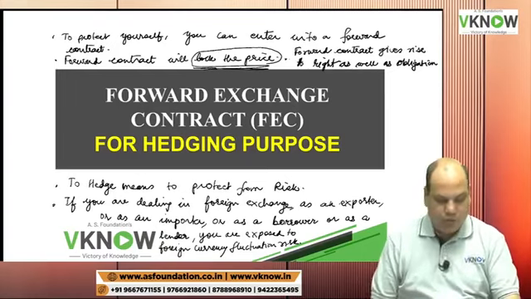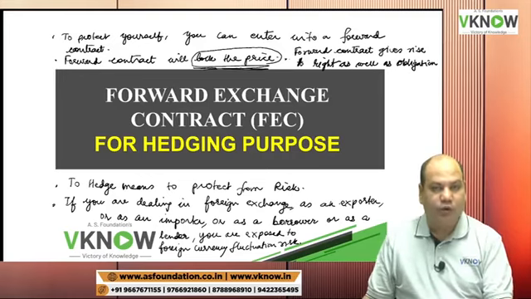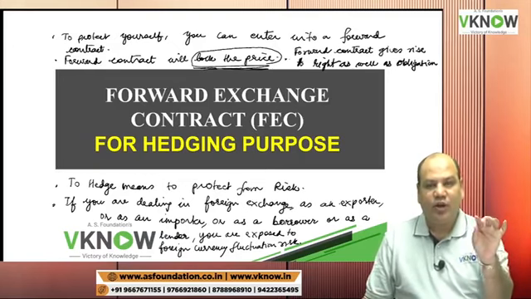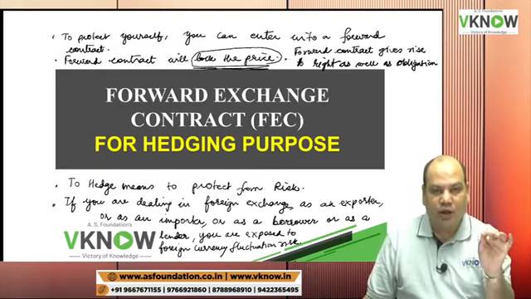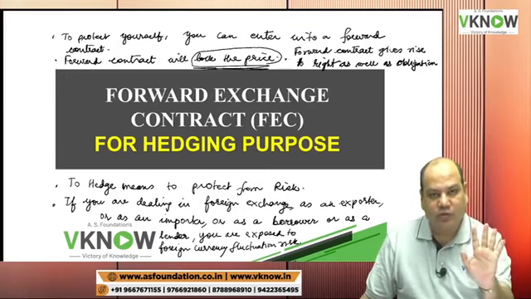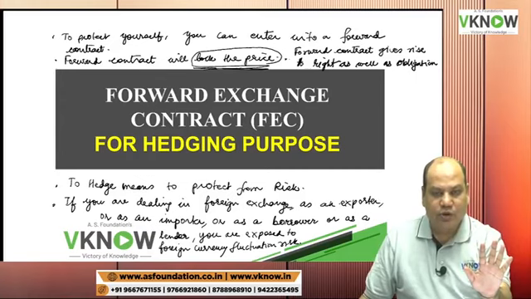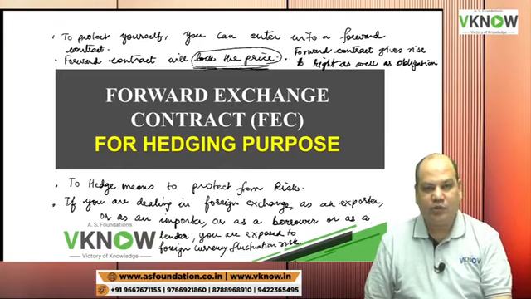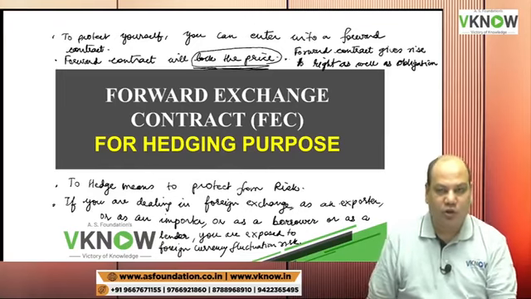Okay? What do you mean by this? A forward contract gives rise to a right. Refer the previous example. Mr. A has a right to buy $1,000 at 76. That is the right. And what is the obligation? He has an obligation to pay 76,000 rupees for buying $1,000.